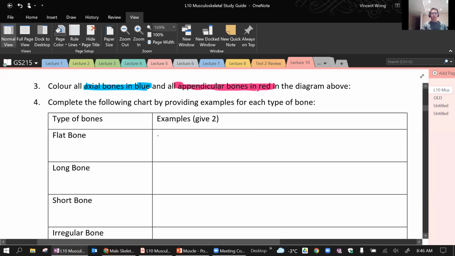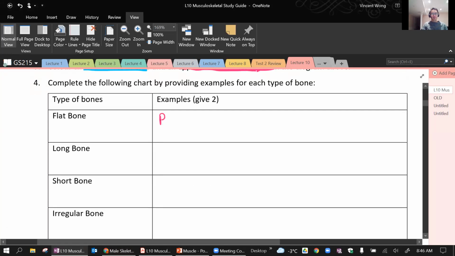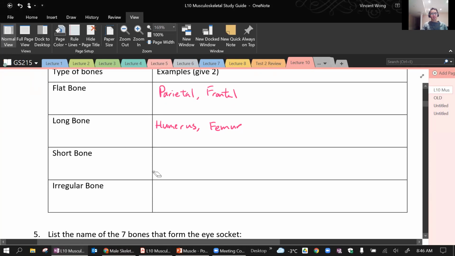Okay, so flat bone, right? We're saying like parietal bone, maybe. Parietal bone. Frontal, maybe. These are all kind of flat. Long bones, we have humerus, femur. Feel free to fill in a few more. Short bones are like carpals, tarsals. Tarsals are like the feet version of carpals. Irregular bone, sphenoid, and sacrum.